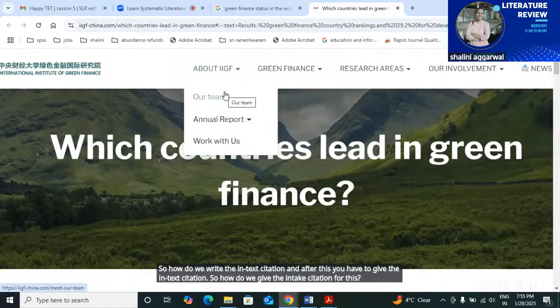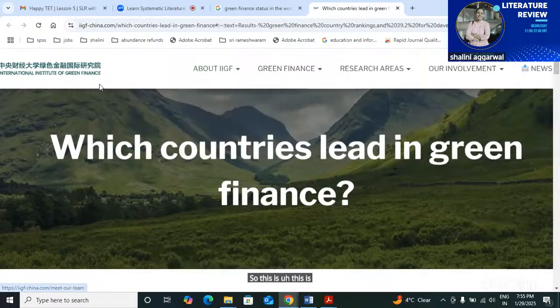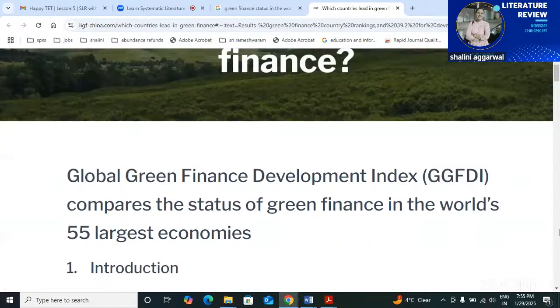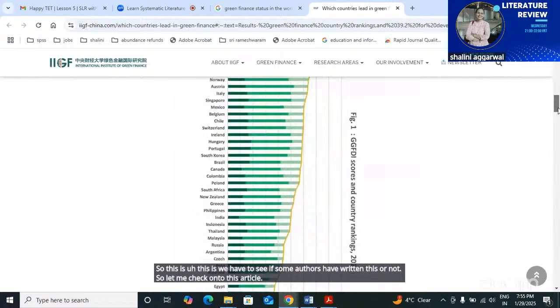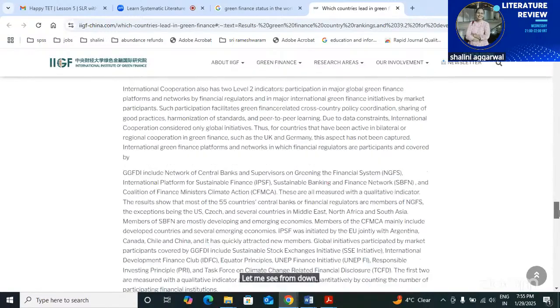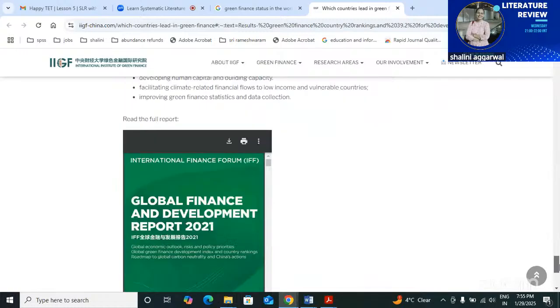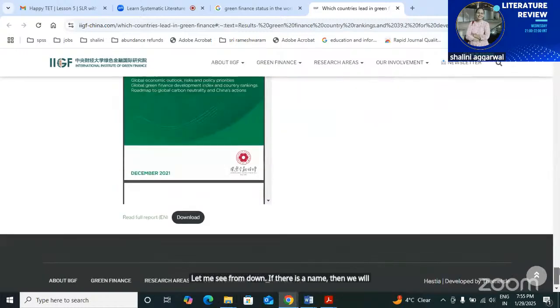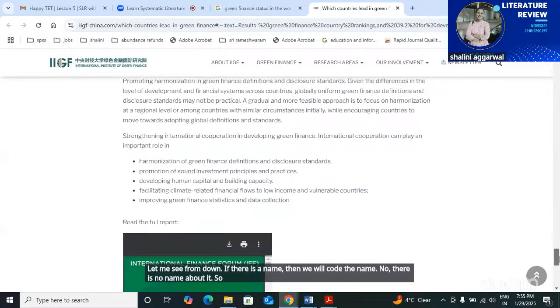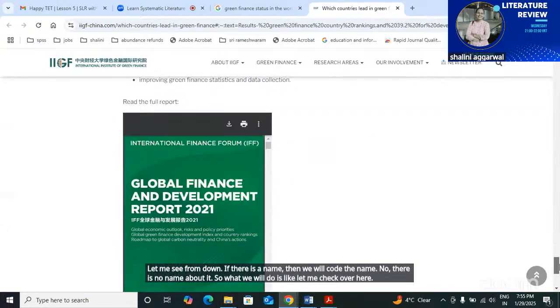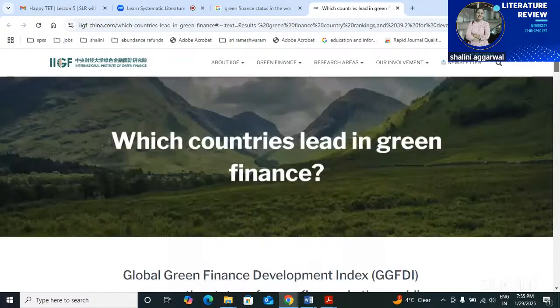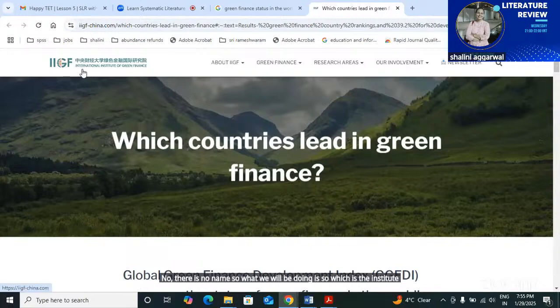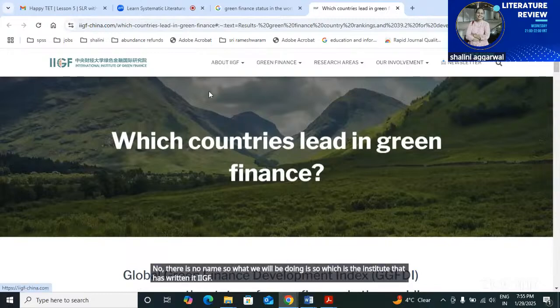So we have to see if some authors have written this or not. So let me check onto this article. Let me see from down. If there is a name, then we will quote the name. No, there is no name about it. So what we will do is, let me check over here. No, there is no name. So what we will be doing is, which is the institute that has written it? IIGF, International Institute of Green Finance.